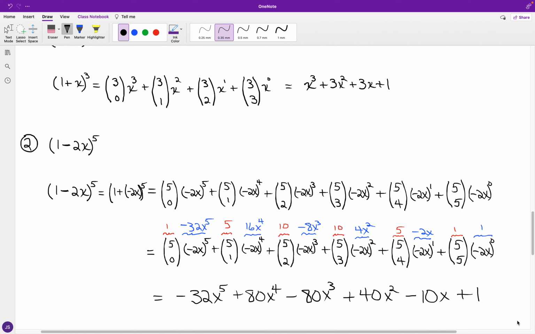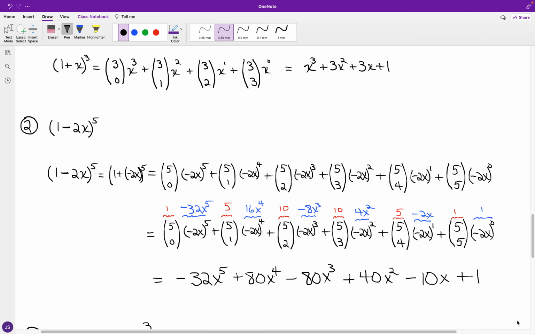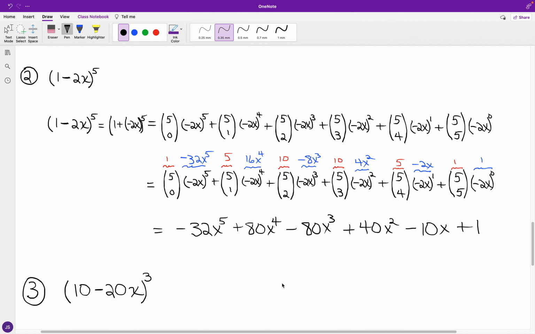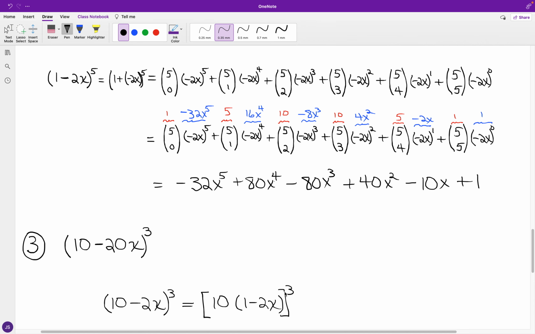Now, let's say you have some raised coefficients, say 10 minus 20x quantity raised to the third, and I wanted to determine the series expansion on this one. If you notice, you don't have the leading term inside the parentheses as 1. Instead, we have 10. So what I can do here is factor out 10 and say we have, in brackets, 10 times the quantity of 1 minus 2x raised to the third.